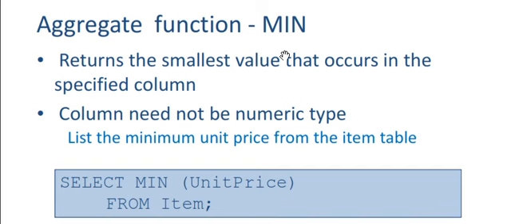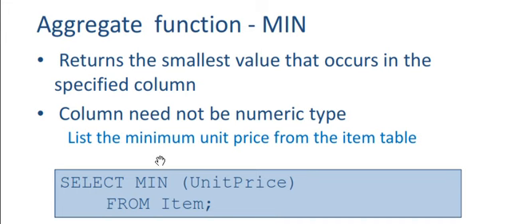The first aggregate function is min. This min function returns the smallest value that occurs in the specified column. And there is another point here: the column need not be numeric type.